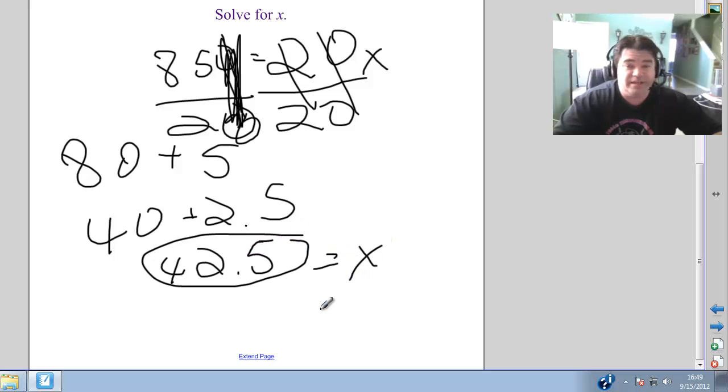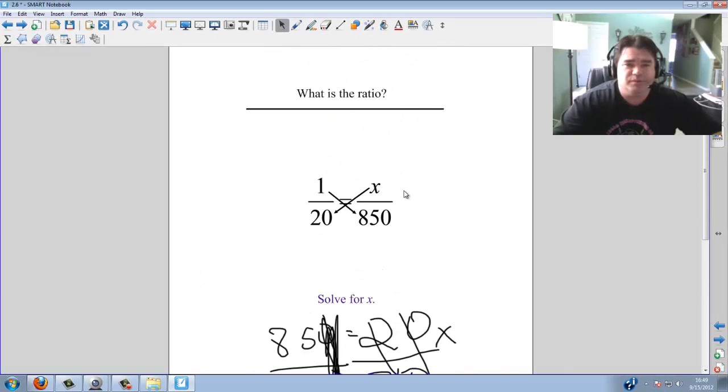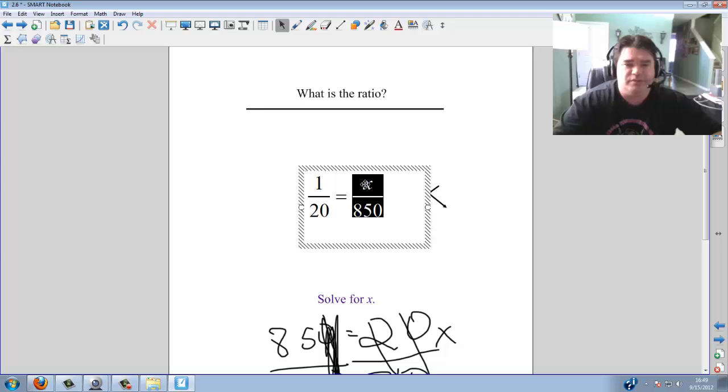Hope I'm right. Now if I'm not sure if I'm right, I'll just plug it back in. So take this original problem, and if I change the x to a 42.5, I believe.